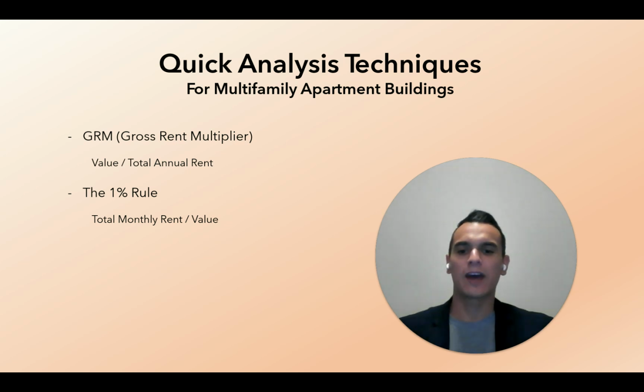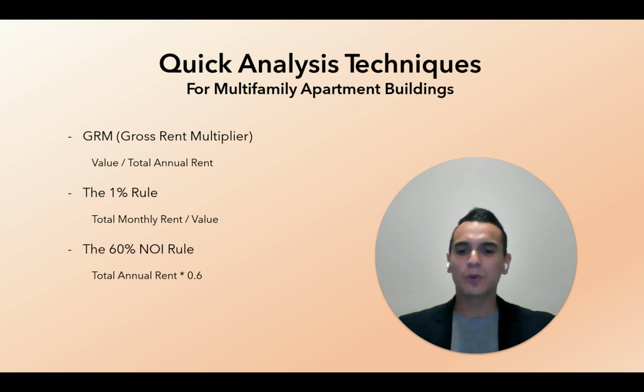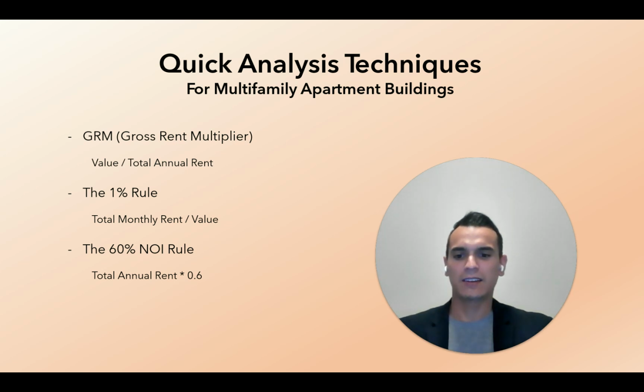So I'm a big fan of the 1% rule. And then the last one we have here is kind of a similar play, and I use both of them interchangeably, is the 60% NOI rule. So how it's similar, we're again using gross rents as the main factor here, except this time we're going to come up with an NOI.